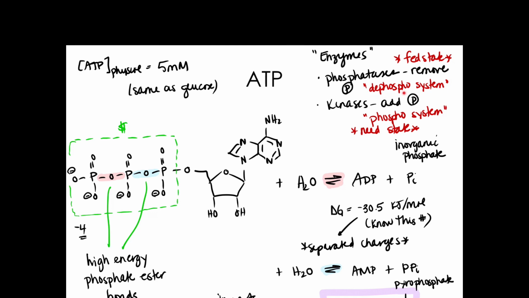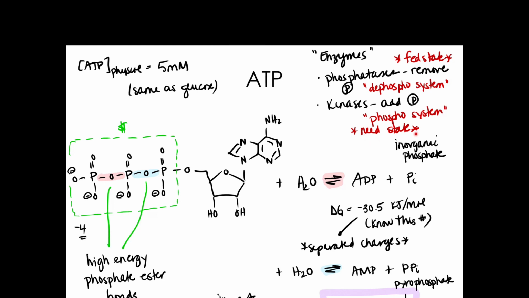And I do want you to be able to connect that a dephosphosystem is what we refer to as a fed state. We're going to keep building on this as we learn more things metabolically that happen in a fed state. So when we're in a fed state, we're going to have lots of phosphatase activity. We're going to be removing or dephosphorylating proteins.